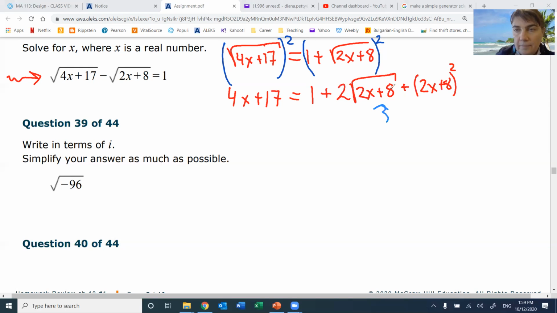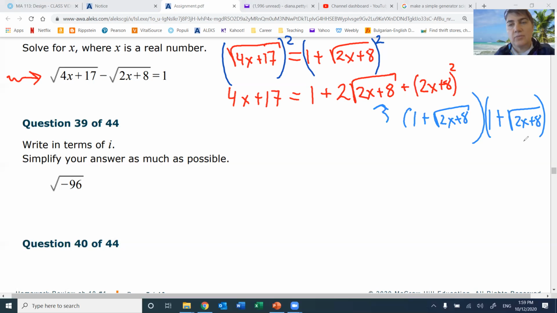See this? I got it by multiplying. I know the formula. If you don't know the formula, you have to multiply this by itself. So multiply it by itself and see if you get what I got. Start. 1 times 1, and so on. This times this and this times that. See if you get what I got.